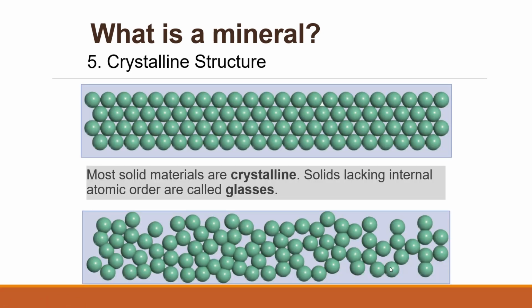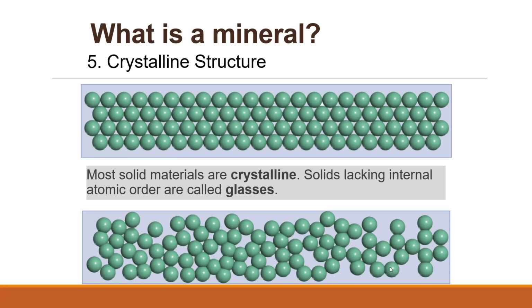It has to have a crystalline structure. A crystalline structure means that the atoms inside are organized in a predictable manner. If it does not have an ordered, predictable arrangement for the atoms, it's called glass. For example, obsidian is a glass, which would not be considered a mineral. It's not actually quartz, even though it's the same composition.